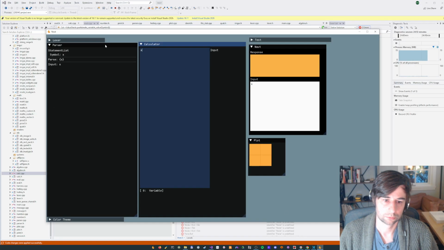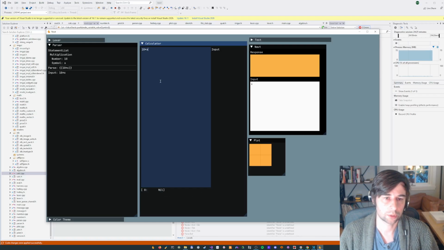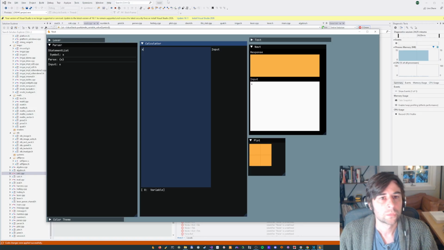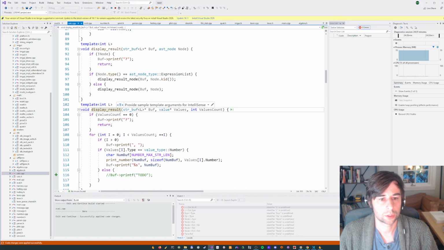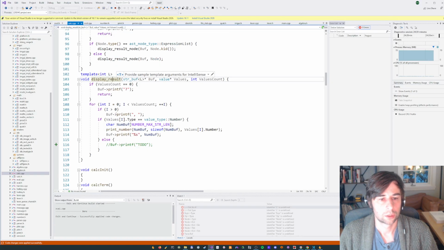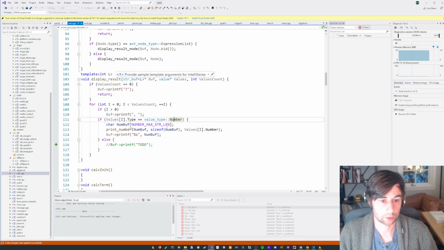Oh, variable. Okay. So I just left a variable on the stack. And what if I do 10 times x? Nil. Okay, because it doesn't know how to multiply by that. But if I just do x, it gives me a variable. So why doesn't it print it? Oh, because it probably doesn't know how to print variables. Okay, so it's coming in here, and right, it only knows how to print numbers. Okay, fine. Let's print variables.